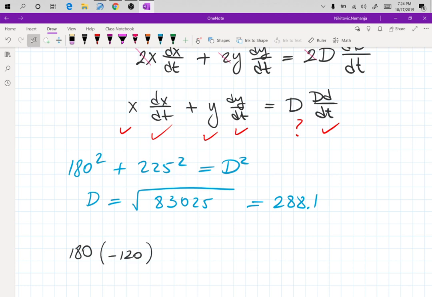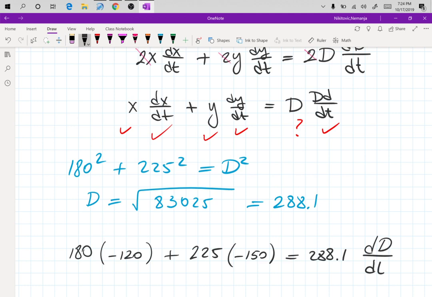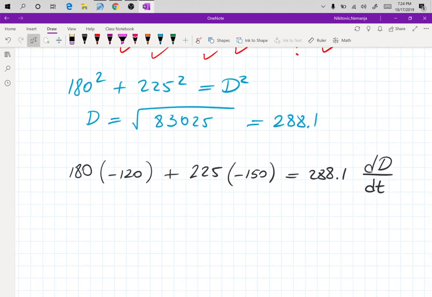So it's negative. Then we have plus y, which is 225, and then we are multiplying with negative 150, because again, you are closing the distance, moving in. Equals 288.1 times dD/dt, which is what we are looking for. There you go. So now dD/dt is going to be about negative 192 miles per hour. So the distance is decreasing by 192.